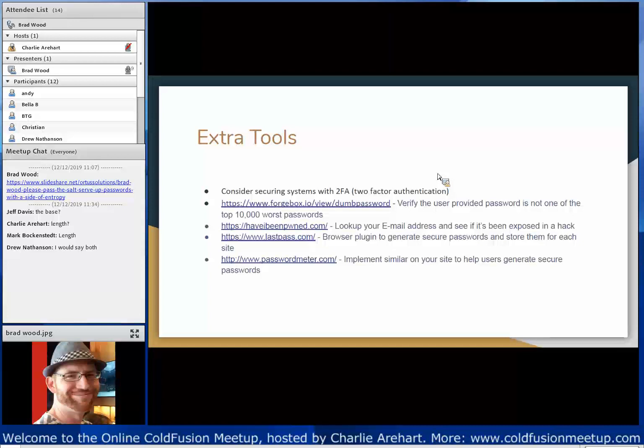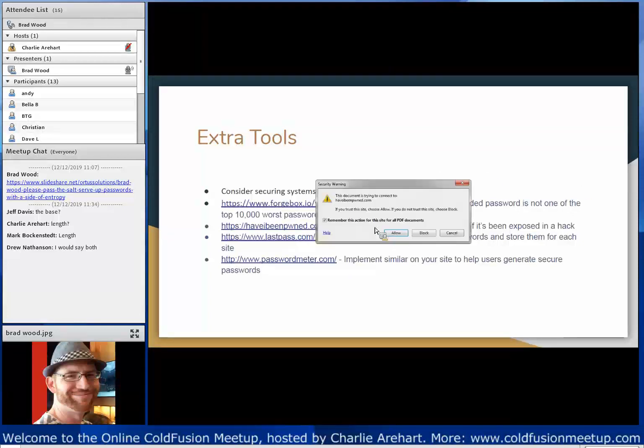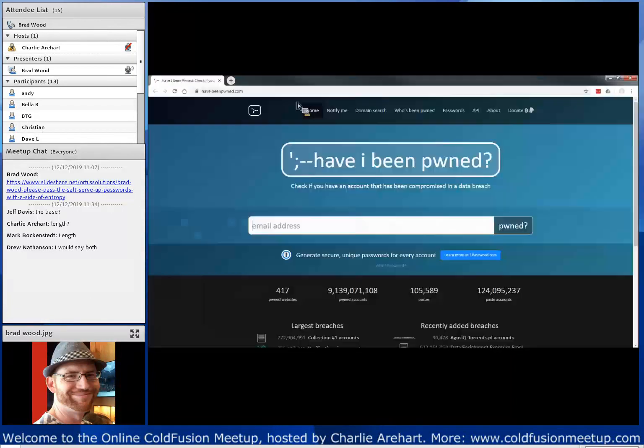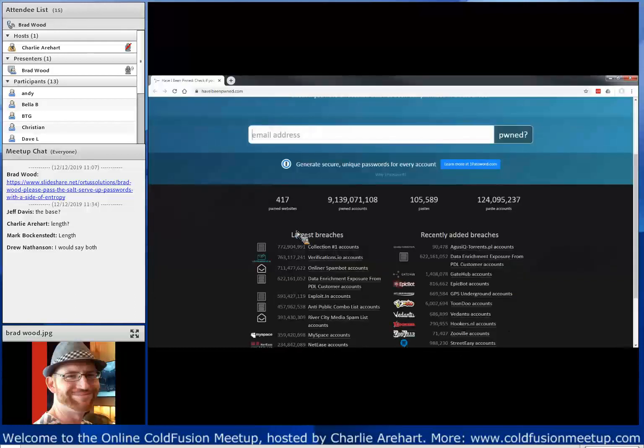That's an interesting one. This site, haveibeenpwned.com, is particularly scary. Let me show you how it works. You go to haveibeenpwned.com, and this site has collected all sorts of hacked databases that have been leaked out on the internet from actual attacks. In there, they have 417 hacked databases. You come in here and you put in your email address.